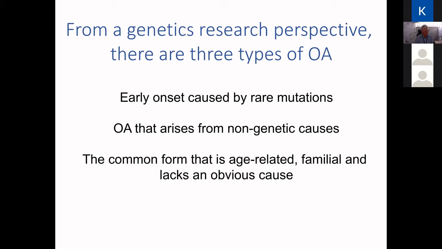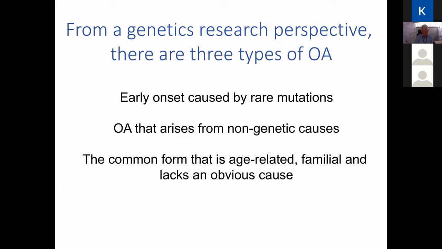So situations where somebody's had a severe trauma to their joint, so they therefore develop osteoarthritis. Often these could be sports-related effects, and these individuals could be relatively young. So as a geneticist, you would try and avoid these if you're trying to understand the genetic causes of osteoarthritis. And then the form that we do investigate is that common age-related form of osteoarthritis.